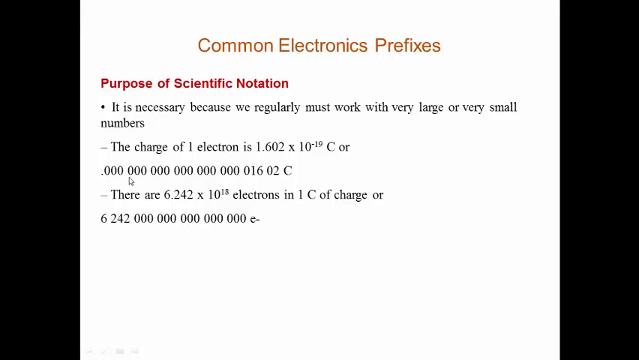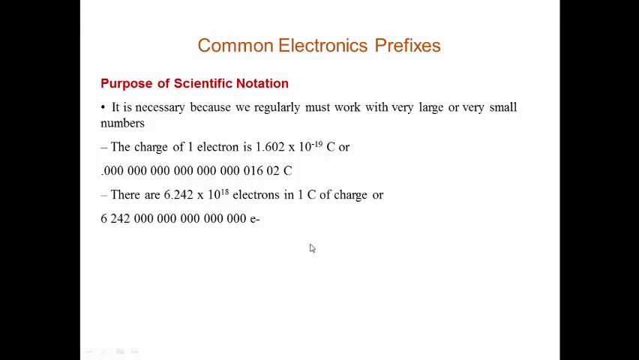How do we use a prefix? If the original point is over here, and you move the point to here, you actually move it to the right 19 times. So that's why in scientific notation, you can write it as 1.602 times 10 to the negative 19.